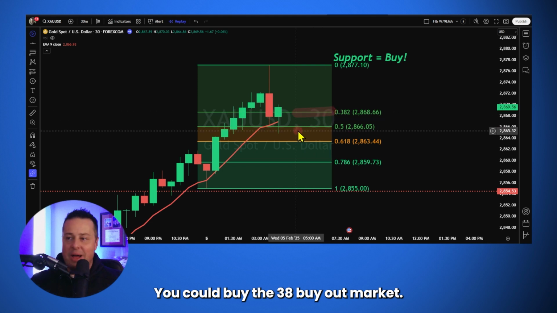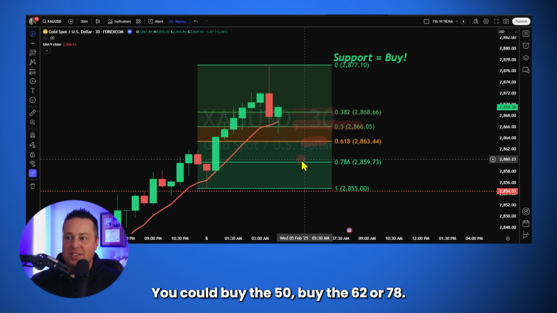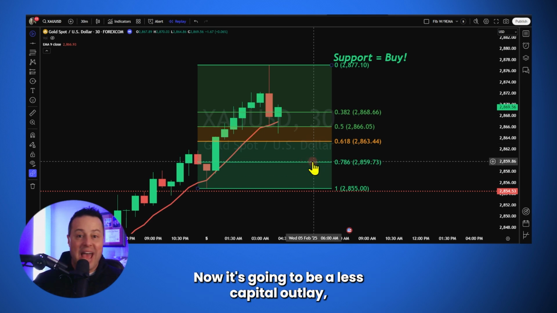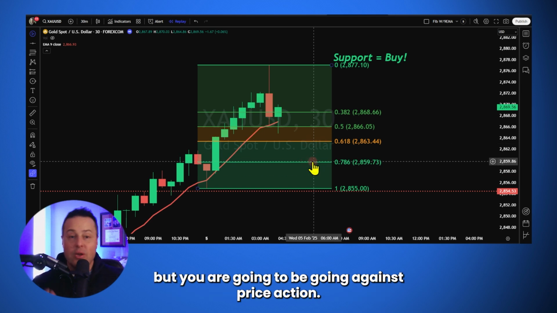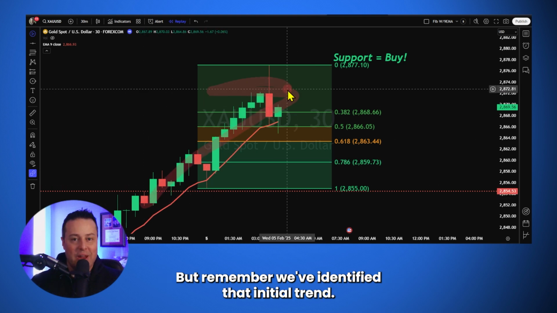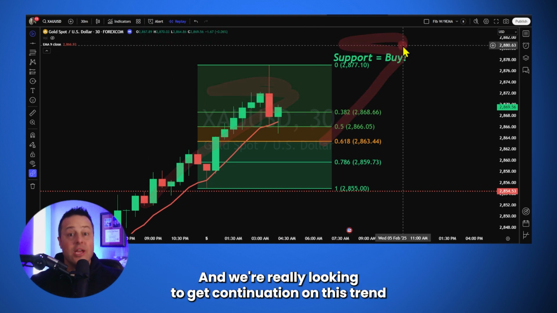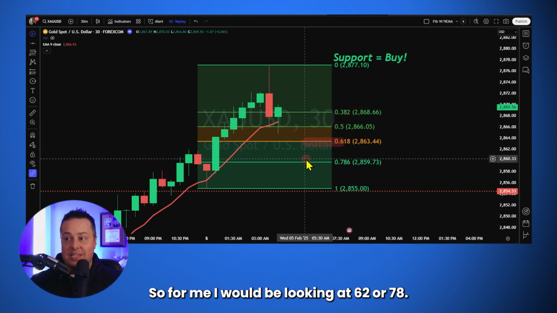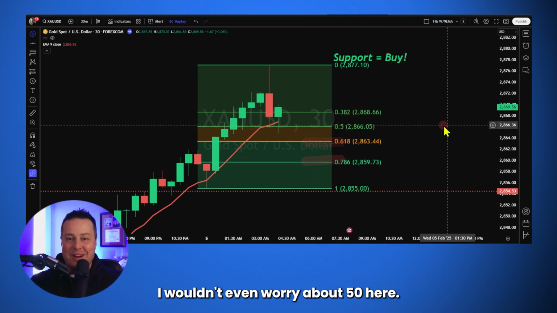You could buy the 38, buy at market. You could buy the 50, buy the 62 or 78. If you wanted to reduce your risk, you'd wait for a deeper pullback. Now, it's going to be a less capital outlay, but you are going to be going against price action. But remember, we've identified that initial trend, and we're really looking to get continuation on this trend after a pullback. So for me, I would be looking at 62 or 78. I wouldn't even worry about 50 here.